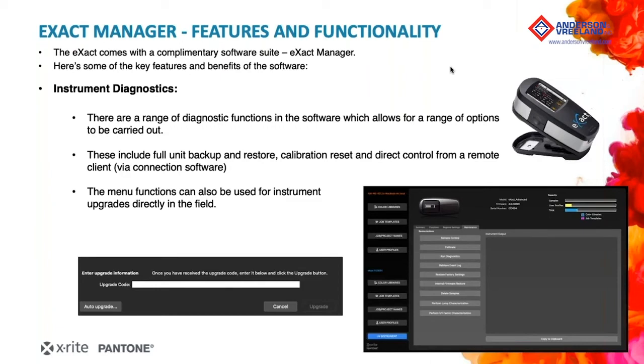What else can we do? We can do internal backups and restore, of course, but we've also got firmware updates, which you can do directly through the device as well. If you wanted to upgrade your device from a basic or a standard version to the advanced, you can do that with a simple key code access on upgrade. Paste it into the software, upgrade your device directly.